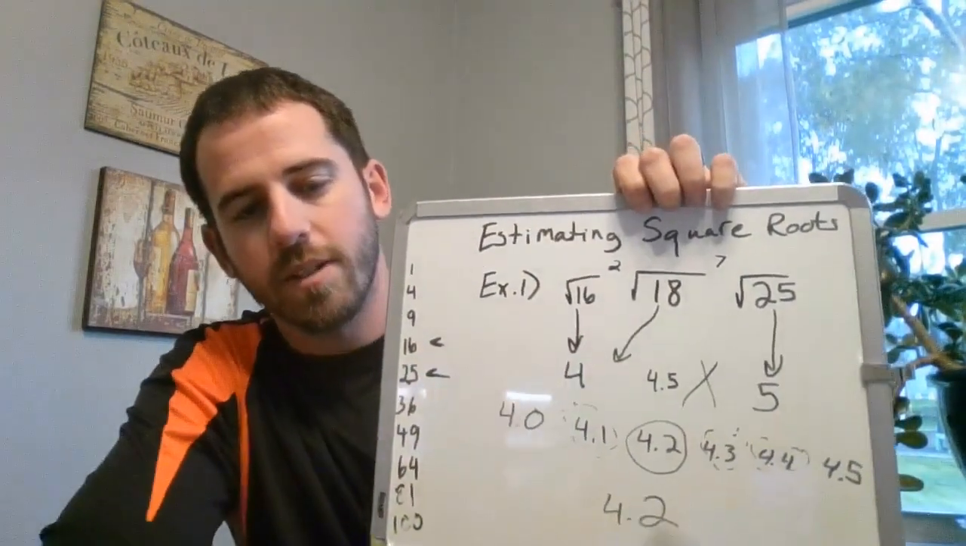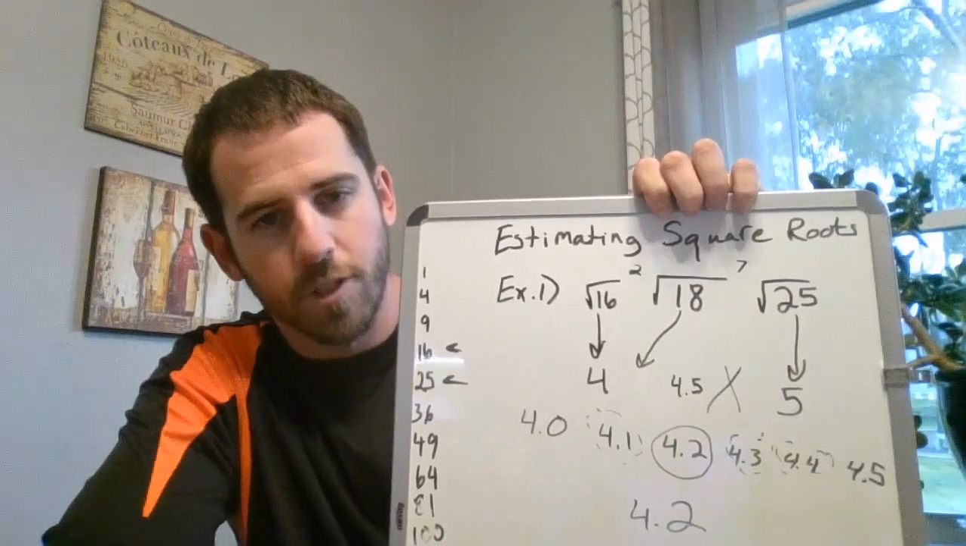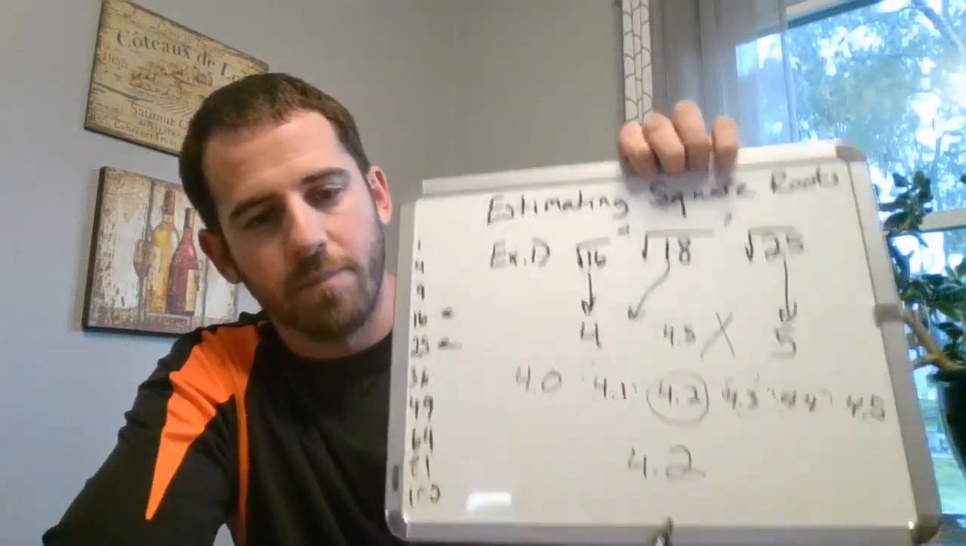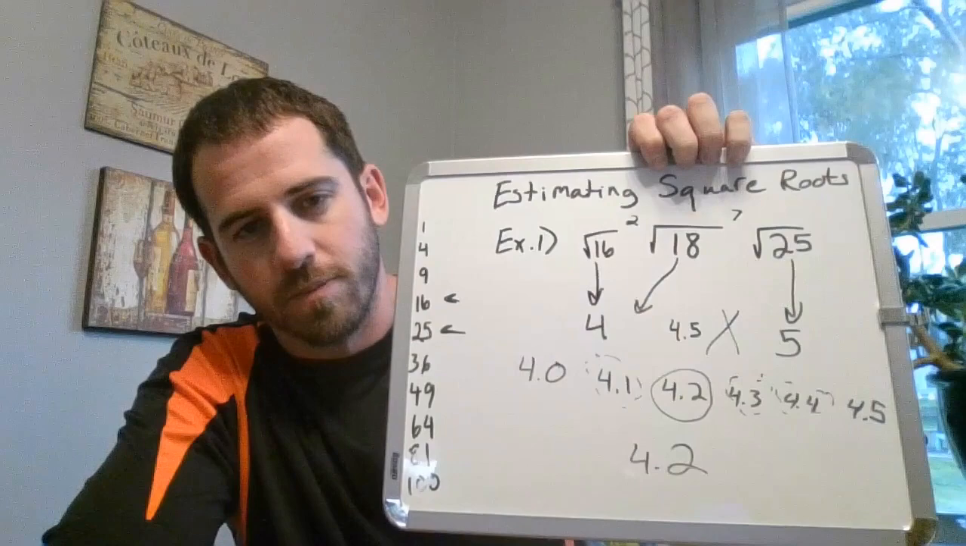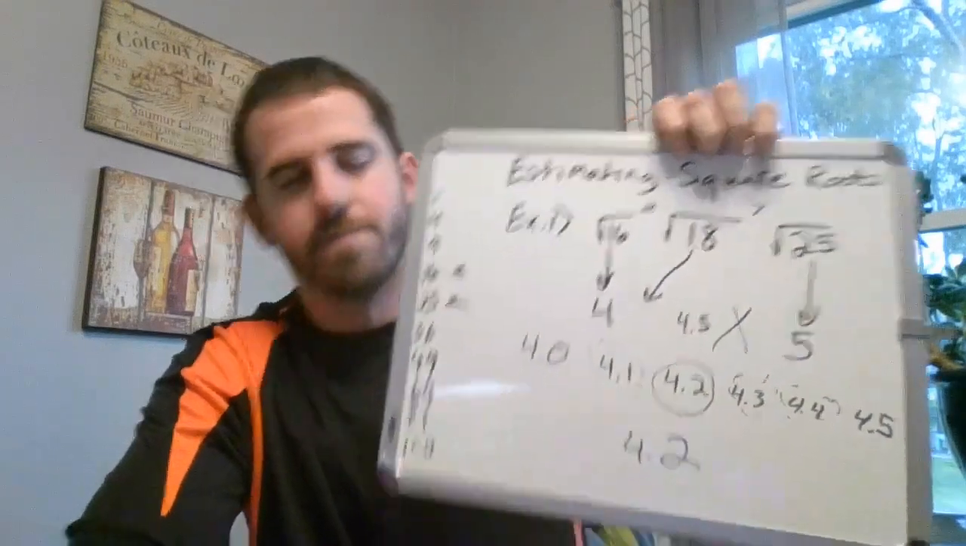4.2 or 4.3 is something you'll start with more often, just because it's somewhere more in the middle. Okay, but that's it. Problem solved. That's level 2. Okay, we're going to get on to example 2 now.